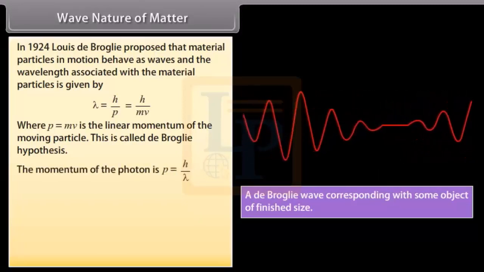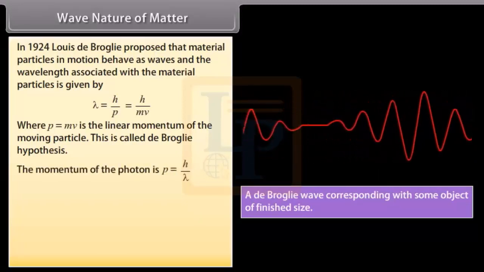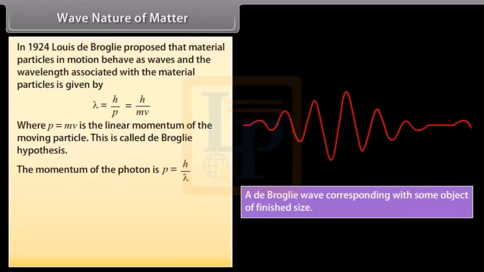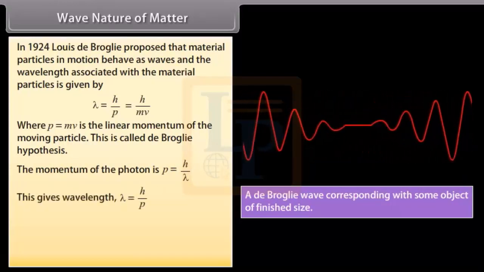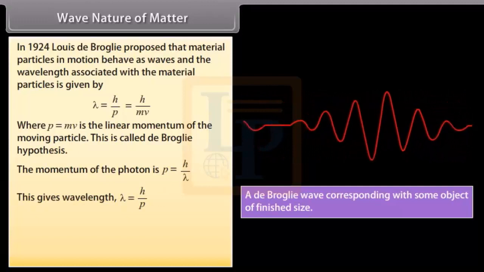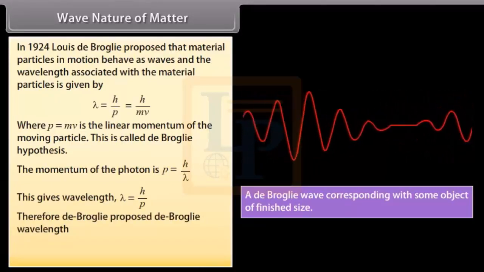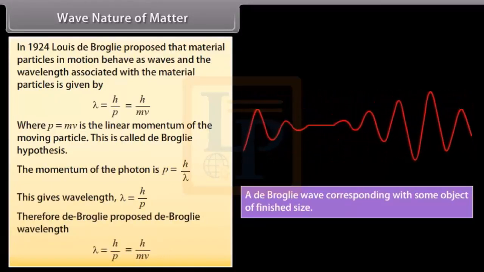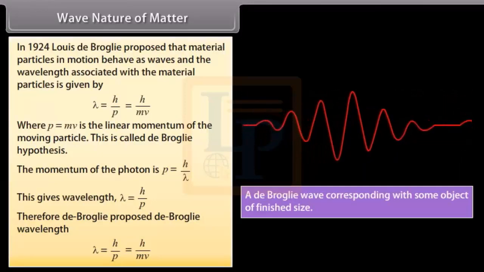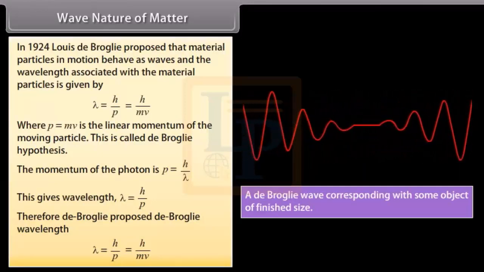The momentum of the photon is p is equal to h by lambda. This gives wavelength lambda as h by p. Therefore, de Broglie proposed de Broglie wavelength lambda is equal to h by p, which equals h by mv.